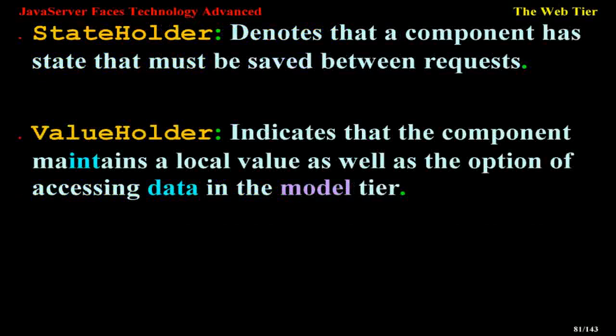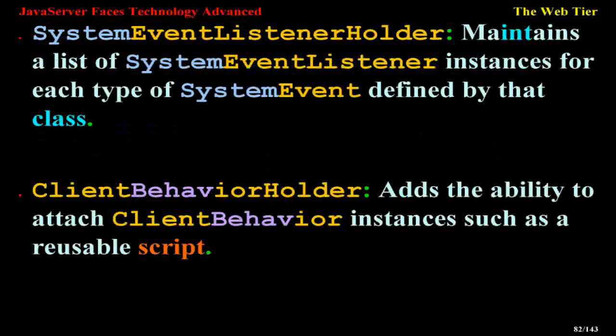ValueHolder indicates that the component maintains a local value as well as the option of accessing data in the model tier. SystemEventListenerHolder maintains a list of SystemEventListener instances for each type of system event defined by that class. ClientBehaviorHolder adds the ability to attach ClientBehavior instances such as a reusable script.